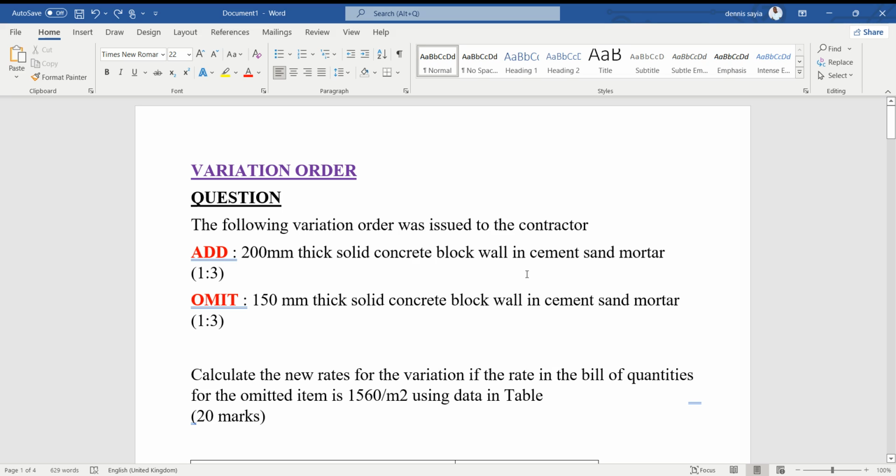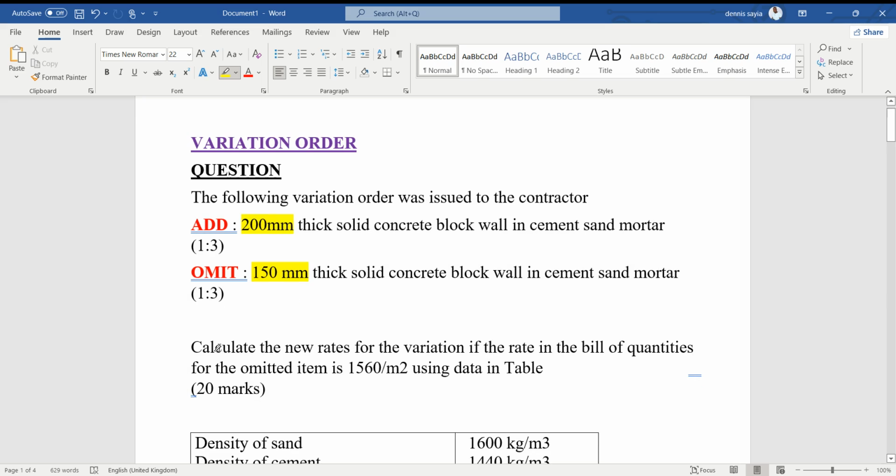So in this question, a variation order has been issued to the contractor. That is, he has been told to add the 200 millimeter thick solid concrete block wall in cement sand mortar, that is 1:3, and then is told to omit the 150 millimeters thick. Now the 150 millimeters is what he was to use. Now he's told to omit that one and use the 200 millimeters thick blocks.